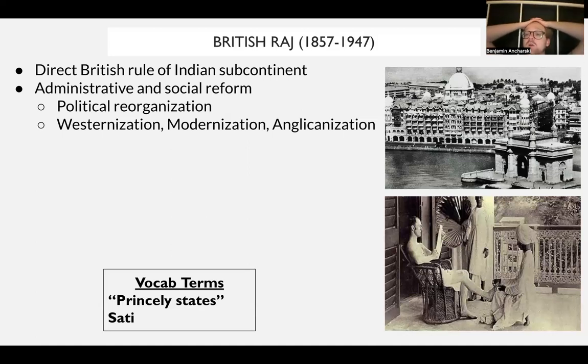Then we have something called Anglicanization. Essentially, this is the introduction of English as a language, the introduction of Anglicanism as a religion, the introduction of more specific British customs, ideas of aristocracy and class. These things are coming into India as well, the British model of these things. So under the British Raj, we do generally see an attempt to change the societal, economic, and political fabric of Indian society.